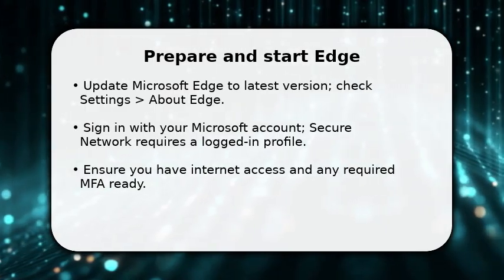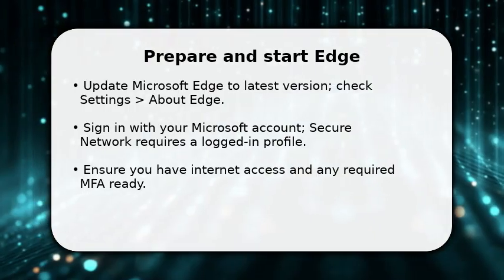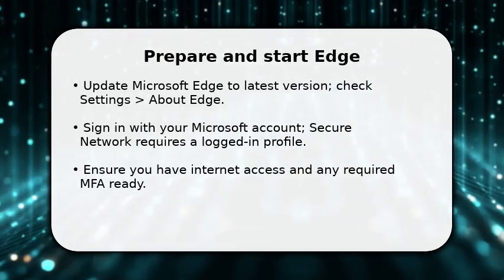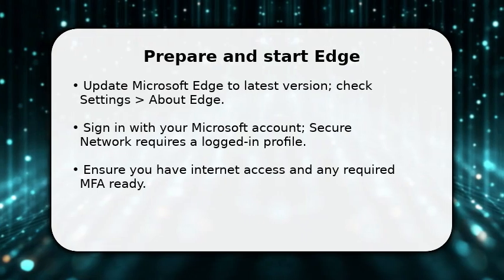You're not installing anything extra. You're enabling a built-in feature that routes traffic for privacy. Now proceed to the actual Secure Network controls to turn it on.